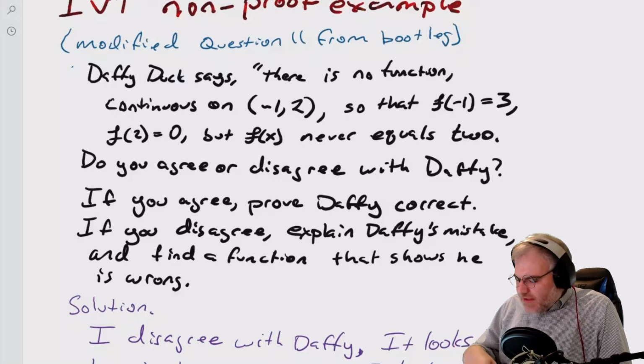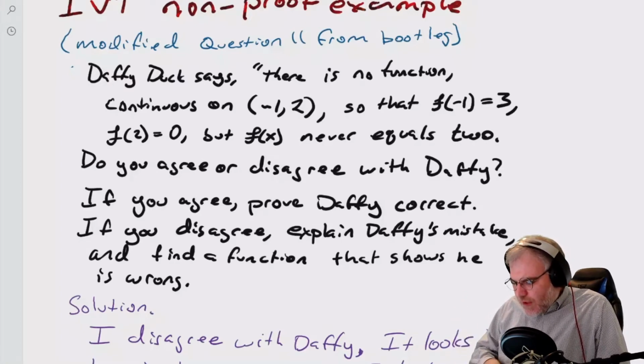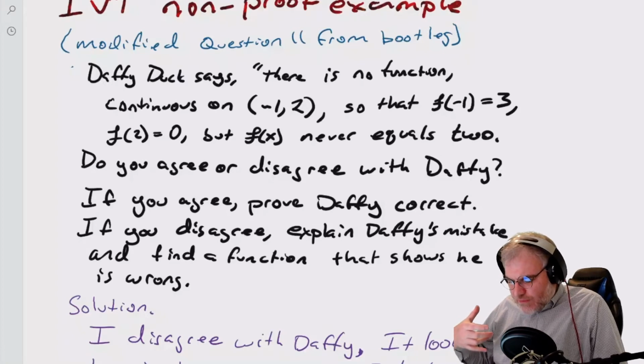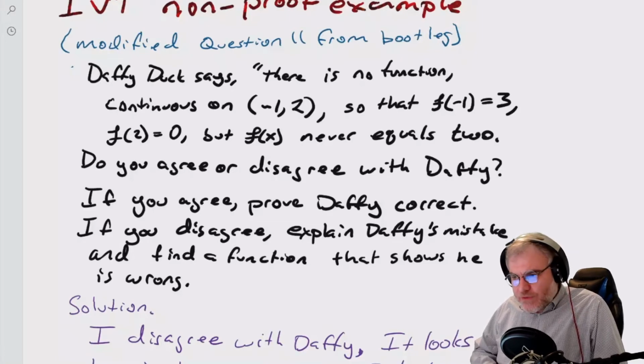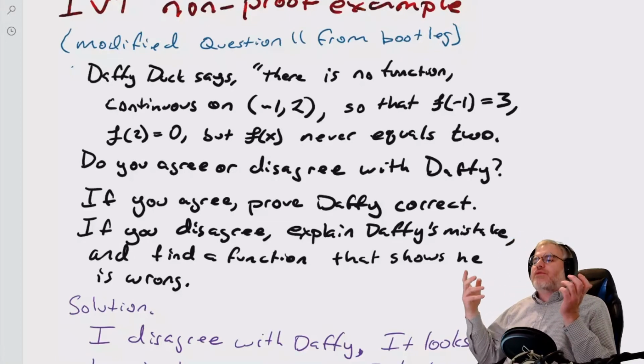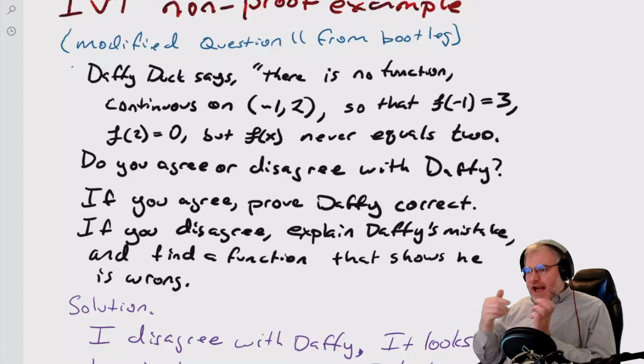Daffy Duck says that there is no function continuous on [-1, 2] so that f(-1) equals 3, f(2) equals 0, but f(x) never equals 2. Do you agree or disagree with Daffy? If you agree, prove Daffy is correct. If you disagree, explain Daffy's mistake and find a function that shows he is wrong. So what this is asking you for is either to prove it or to not.